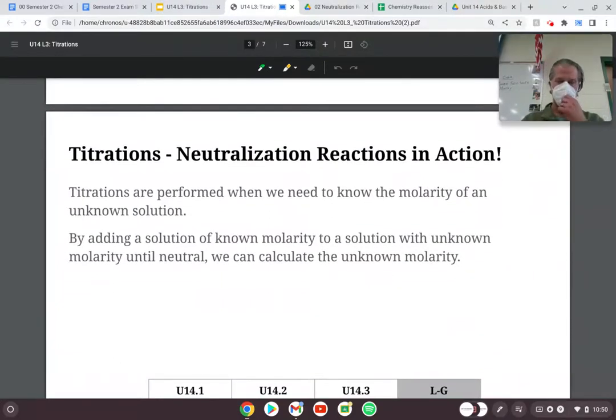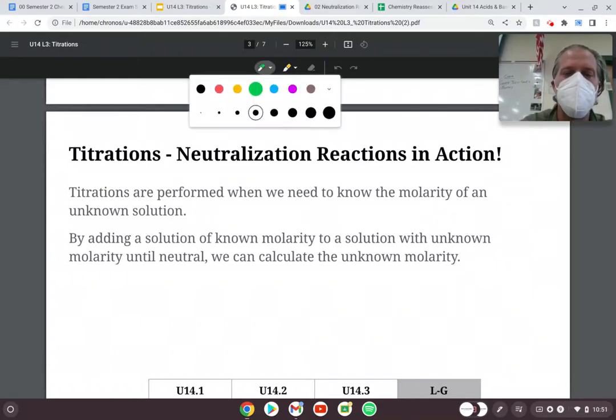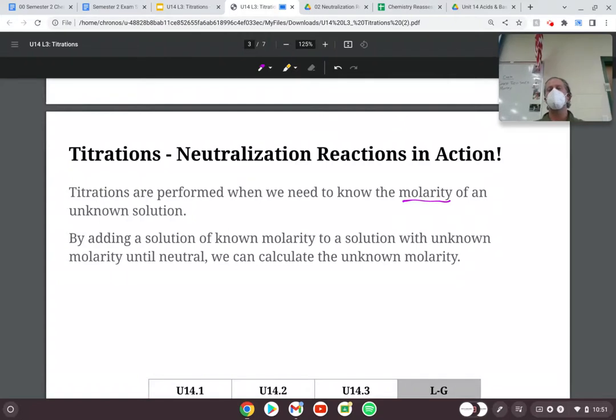So, titrations are the lab skill that a chemist or a chemistry student would do in an effort to collect data that would allow them to do the calculations that you guys did yesterday, the neutralization calculations. In a titration, we always know the molarity of one substance, and we don't know the molarity of another substance.